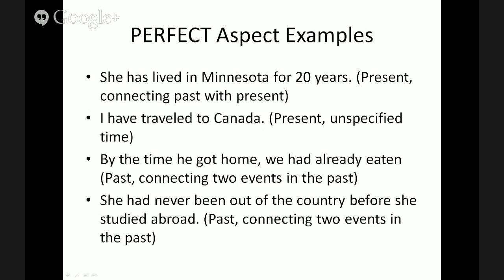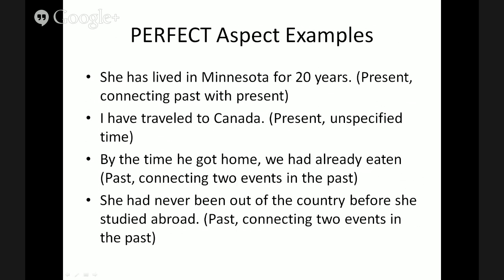By the time he got home, we had already eaten. So now we're connecting two events in the past, eating and coming home, and this one is what I call the past of the past, because we'd already eaten happened even farther in the past than him getting home.